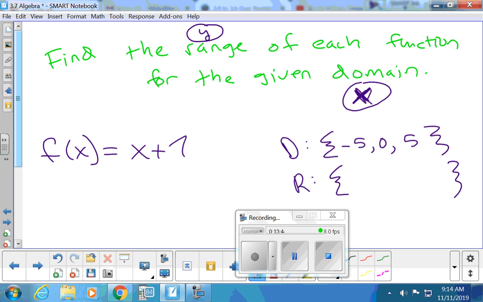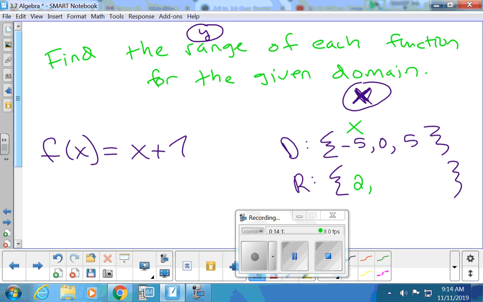Wait, hold on. I'm so confused. Okay, well that's why I added this slide on, because there's some homework problems like this. They're saying find the y values of each function for the given x values. So if these are all domains, this is a list of x values. We're going to find their corresponding y values. So basically, if I plug in -5 for x, what would I get for y? Wait, what number is that? -5 plus 7. So 2, right? -5 plus 7 is 2. Oh, so that's what you put for the range is the answer.